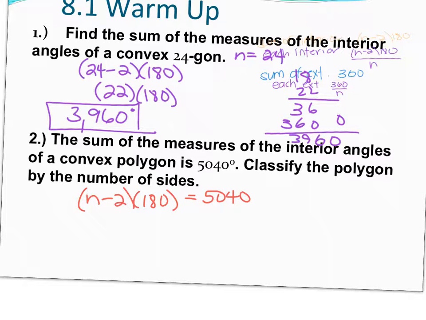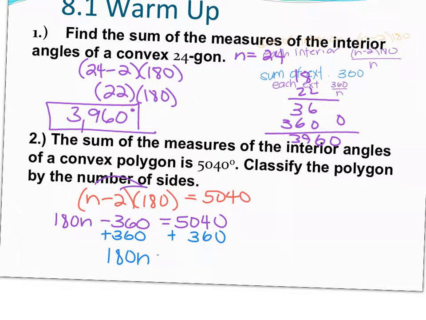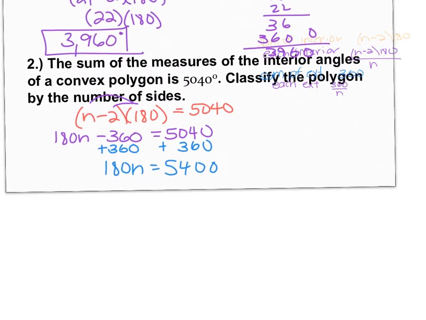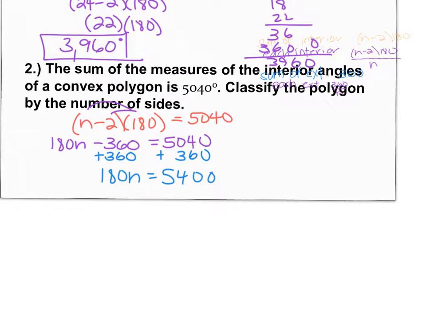So if I wanted to work backwards to solve this for n, what's one thing I could do? Because there's 2 steps you could take from here. I could distribute that 180, so I'd get 180n minus 360 equals 5,040, and then I would add the 360. 180n equals 5,400. And then divide both sides by 180.